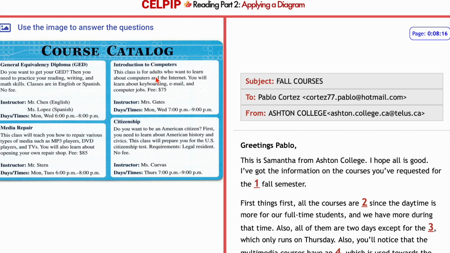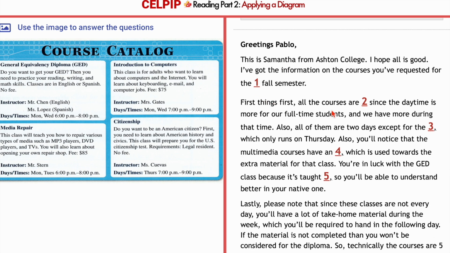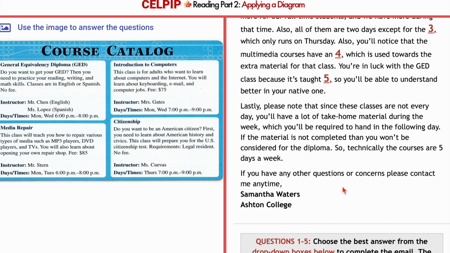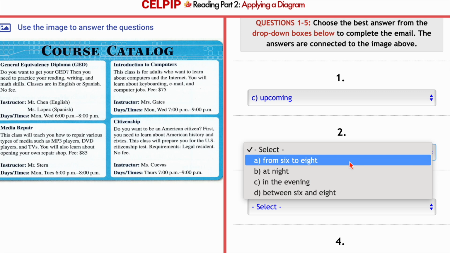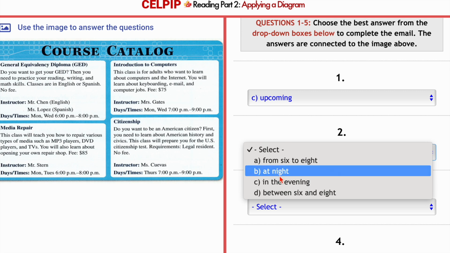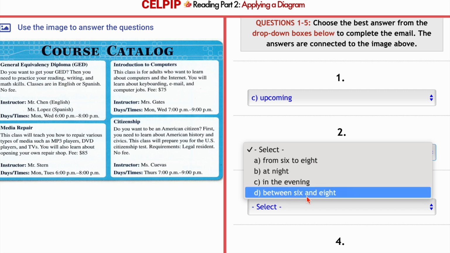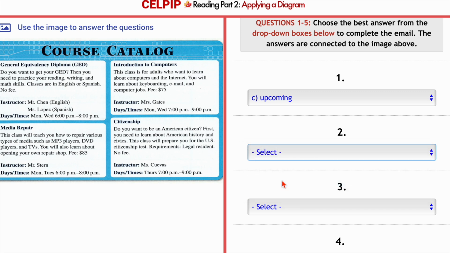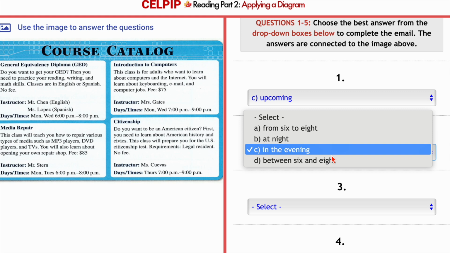First things first, all the courses are in the evening since the daytime is more for our full-time students and we have more during that time. Courses times: 7-9 evening, 6-8 evening, 6-8 evening, 7-9 evening. From 6-8, 7-9, no, not at night. Night would be after 9. In the evening, between 6 and 8, 7-9. So it would be in the evening. Let's remember that in Canada, we have evening, which is usually 5 to 9, and then we have night.